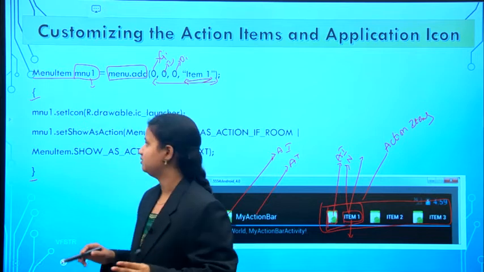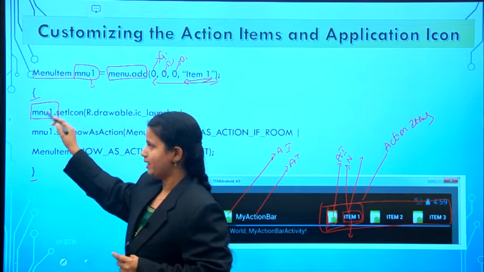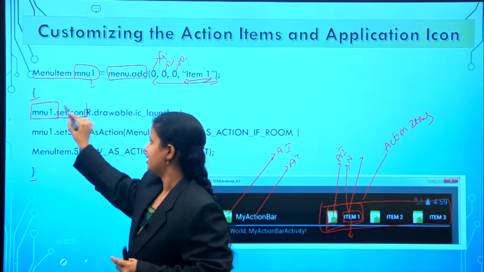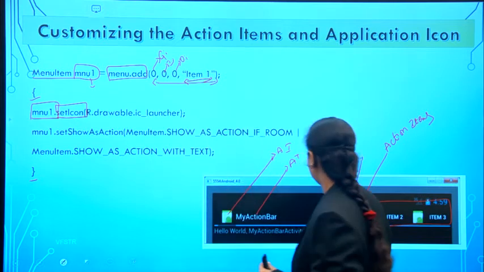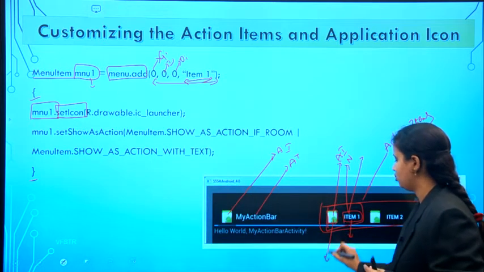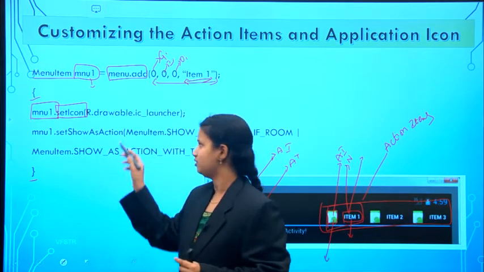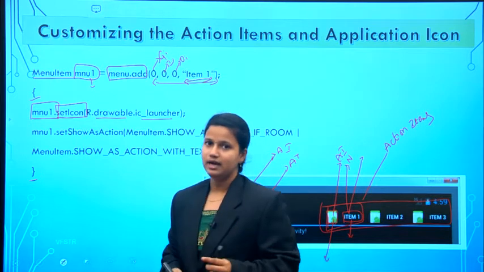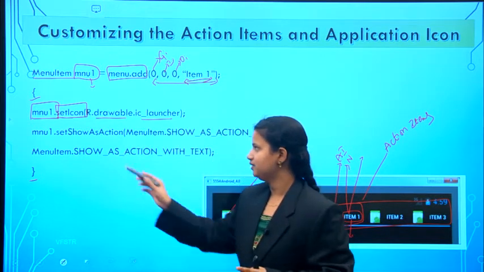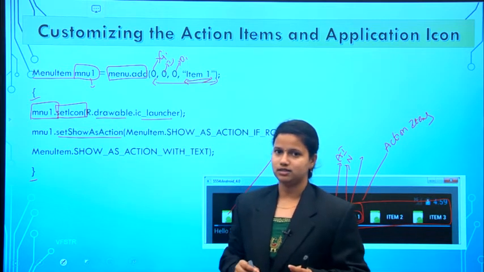So what are the different properties? Previously we saw the object name dot, that means menuItem.setIcon, that means we have to display a small picture of that image, so that a small picture will appear like this. The picture images are already taken from the drawable images and the image name is ic_launcher. After that we are giving a setShowAsAction.